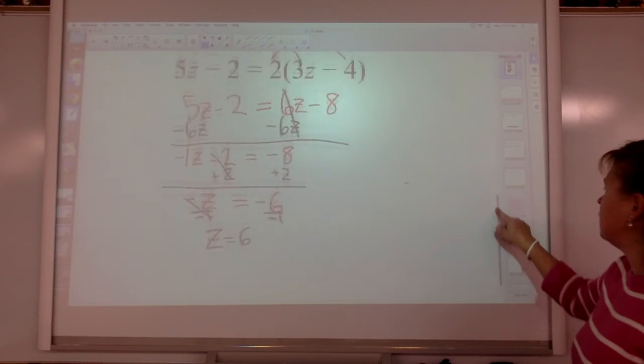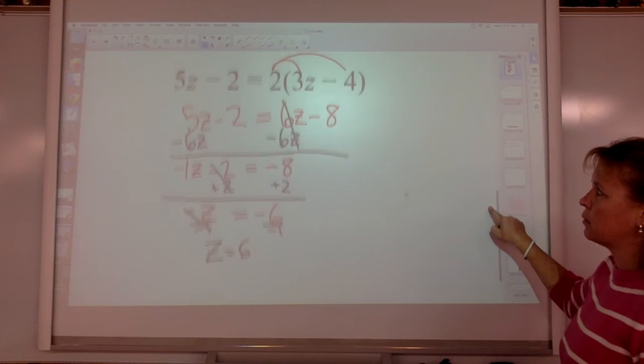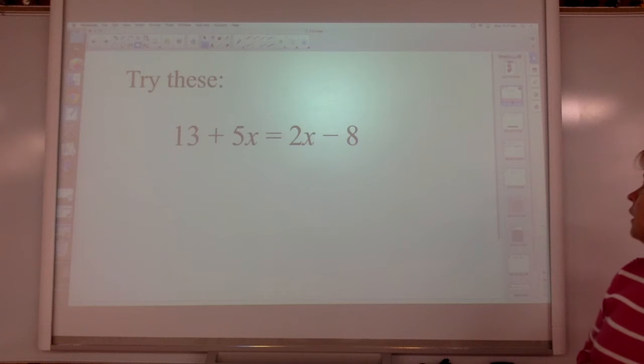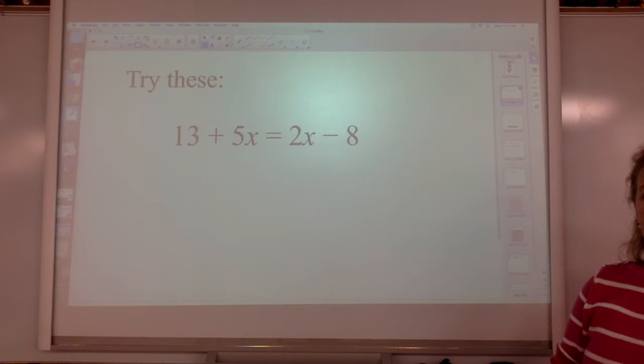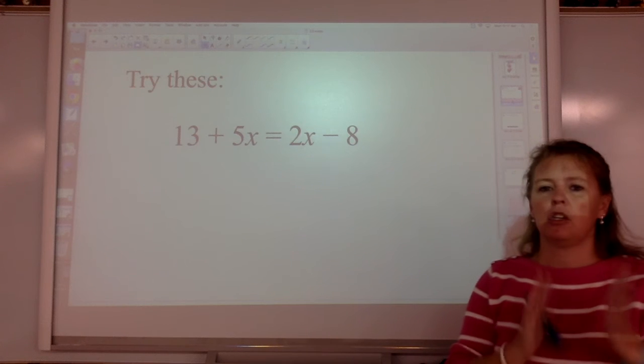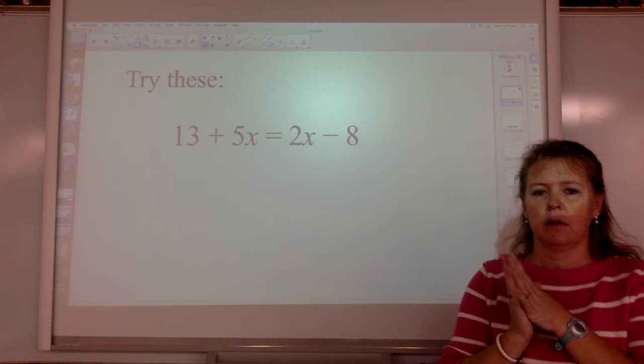So there's one of each kind of problem. This one did not have the distributive property. This one did have the distributive property. I'm going to have you try each one on your own and see how you do. Go ahead, and I asked you this before, please pause it, try it by yourself, and if you get stuck, then come back and look at the video.